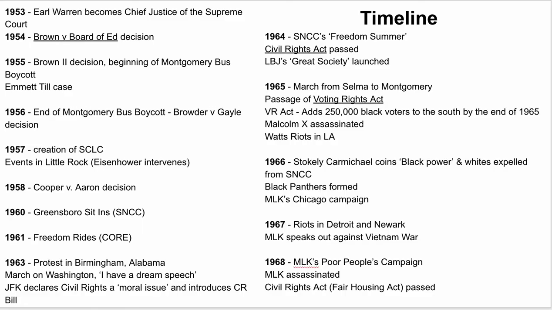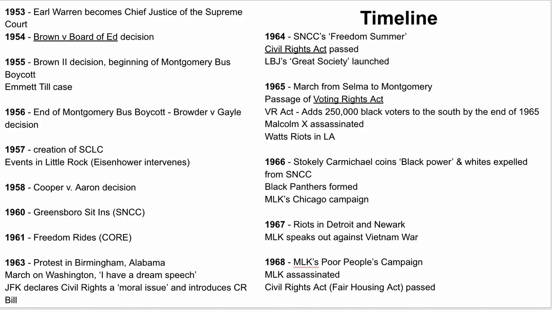And the Voting Rights Act adds 250,000 Black American voters to the South by the end of 1965, so hugely significant. Assassination of Malcolm X in 65, and the Watts riots in 65. And I think something to say about the Watts riots is what that really highlights is, despite the legislative changes which have mainly affected Black Americans in the South, northern socioeconomic ghetto issues are getting worse because of things like white flight and the Vietnam War, and the Watts riots really highlight that.